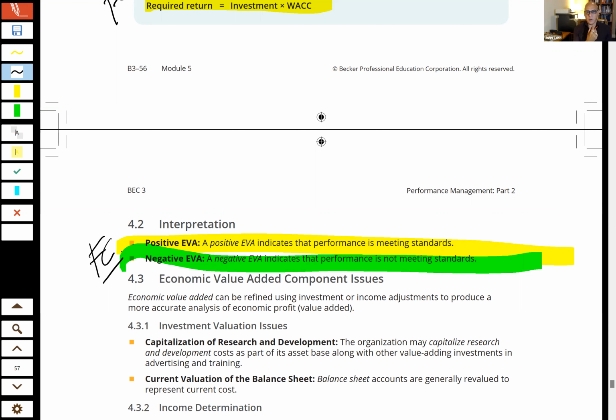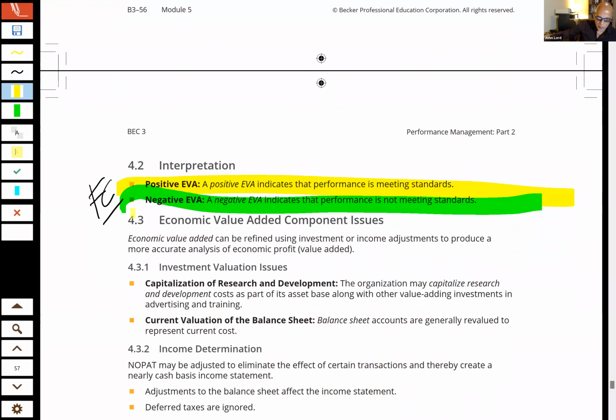Because it can vary by company, you're going to have to read the question to really understand how they're measuring and defining that investment, okay? So let's take a look at some common ways that we will adjust our investment accordingly.